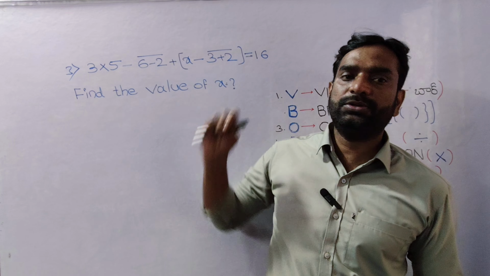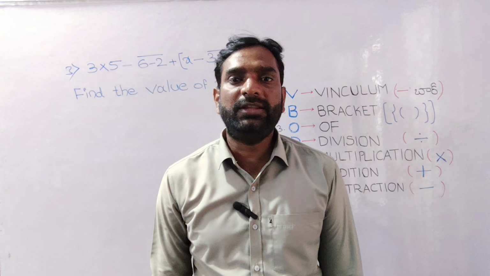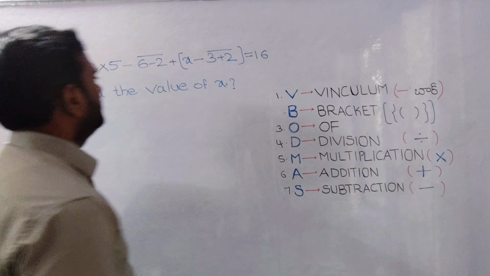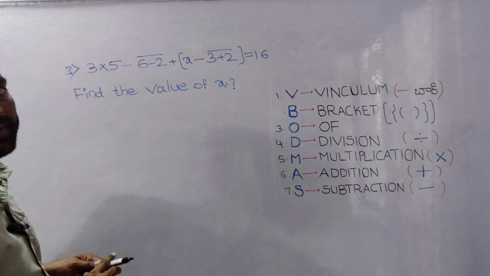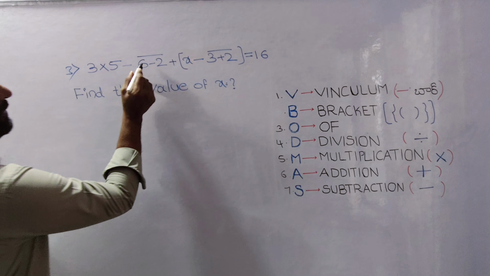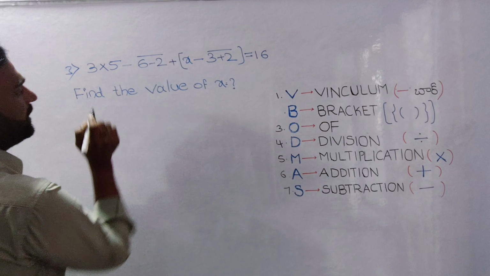Yeah, here the another problem is 3 into 5 minus 6 minus 2 bar plus of x minus 3 plus 2 bar is equal to 16. Then find the value of x. To simplify this problem, we need to use VBODMAS rule. Here, in first step, 6 minus 2 bar.